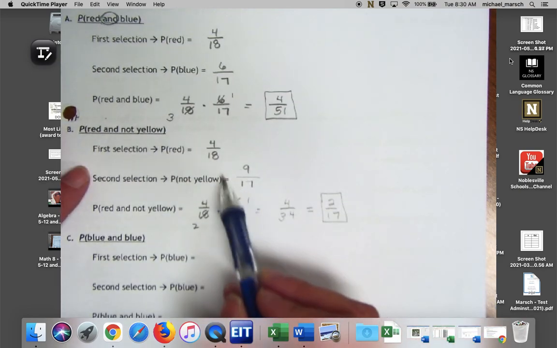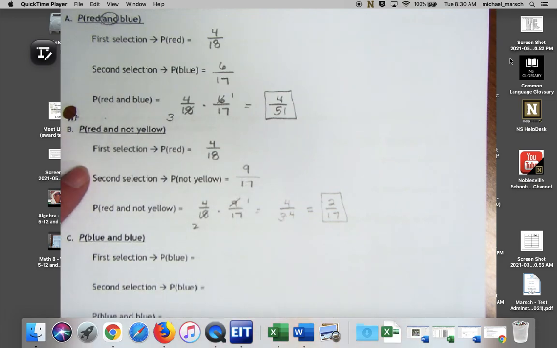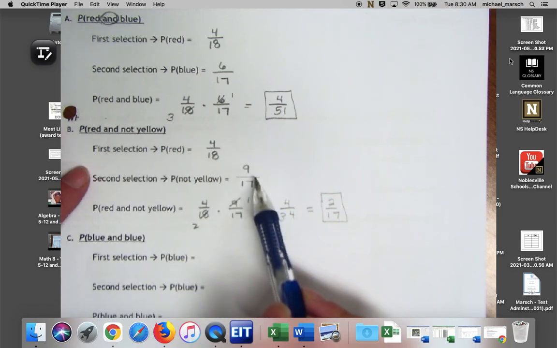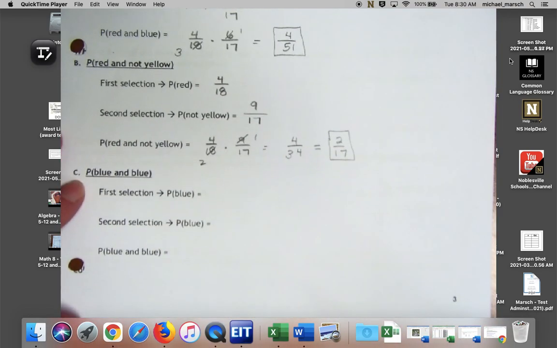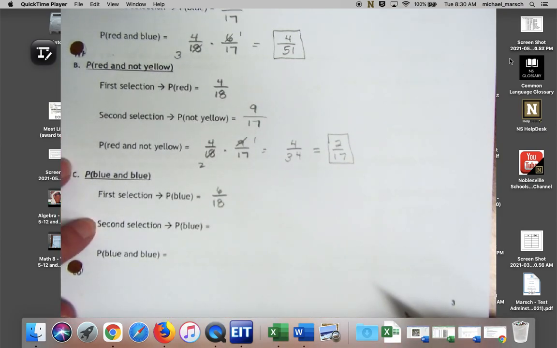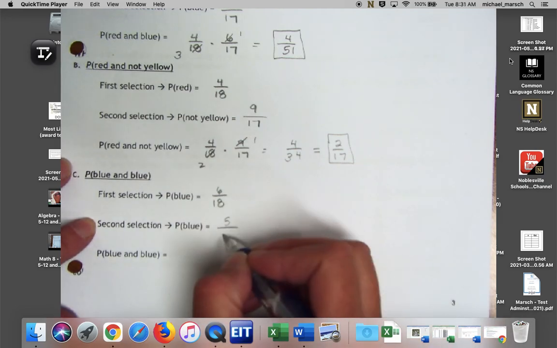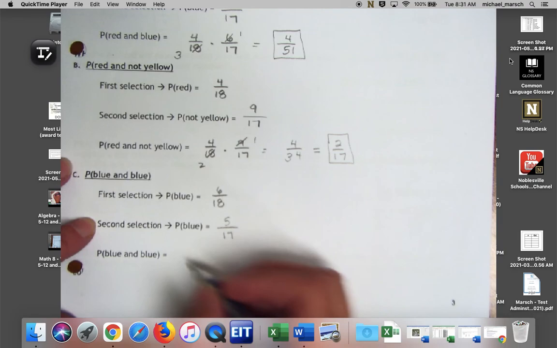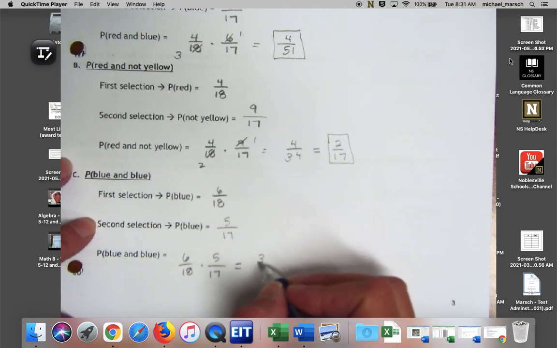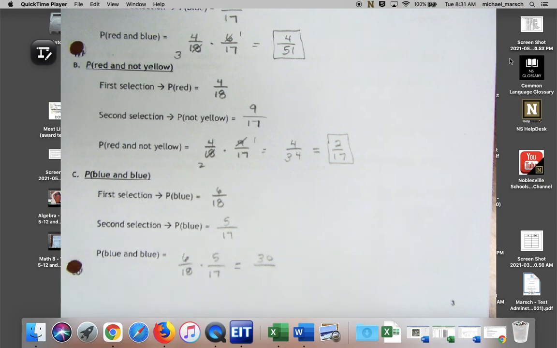You guys picking up this whole change of the denominator? This one actually affected the numerator because I had 1 less red sock. Okay, blue and then blue. There's 6 blue out of 18. And then if I'm going to pick another blue, I only have 5 blue left out of 17 total socks. So I'm going to have 6 over 18 times 5 over 17. Can't do any simplifying here, so I've got 30 over, yikes, what is 18 times 17?